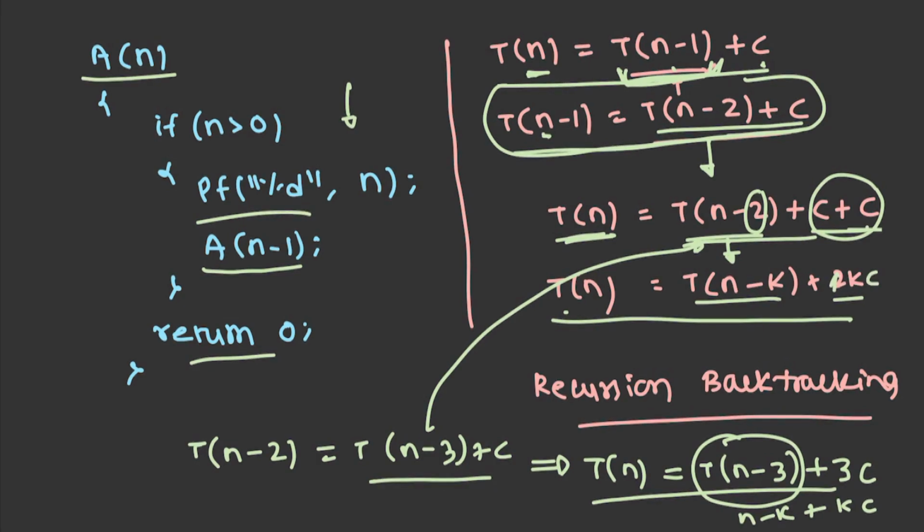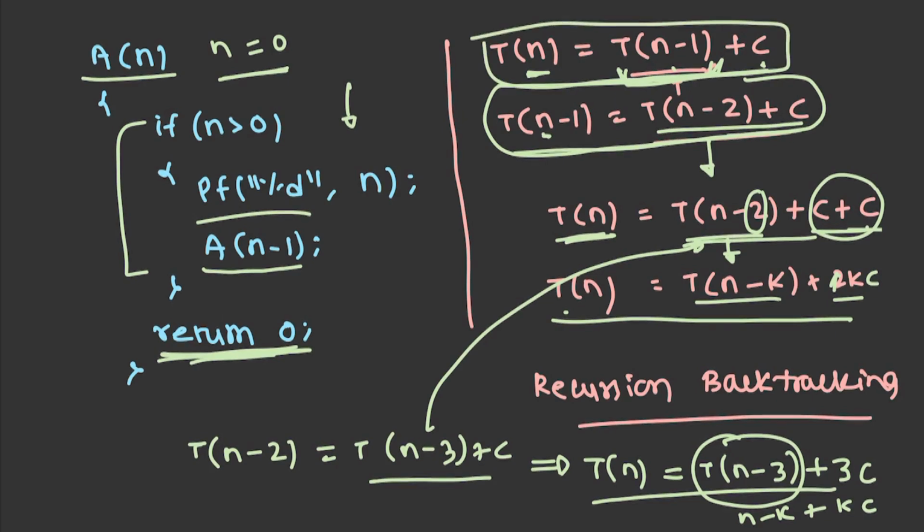This will be c. We know that when the value of n is equal to 0, then this will not be executed and only the return statement, or the constant work, will be performed. In all the other cases, the equation is as such. Let's try to take this final equation and solve the complexity for this example.